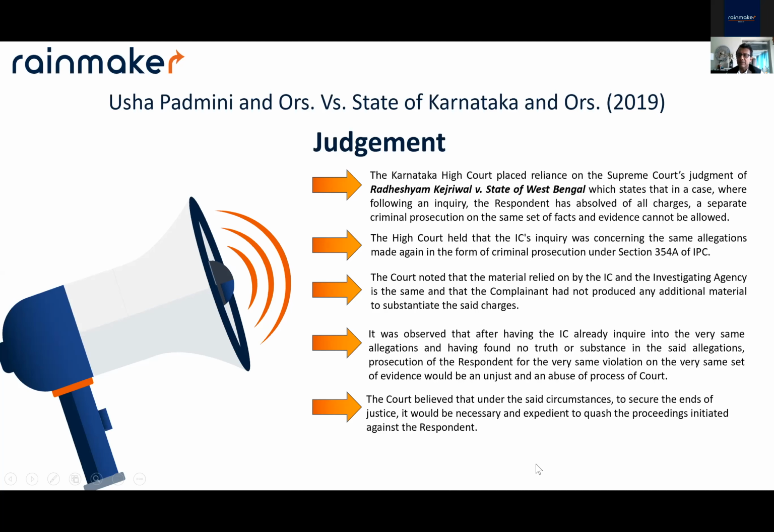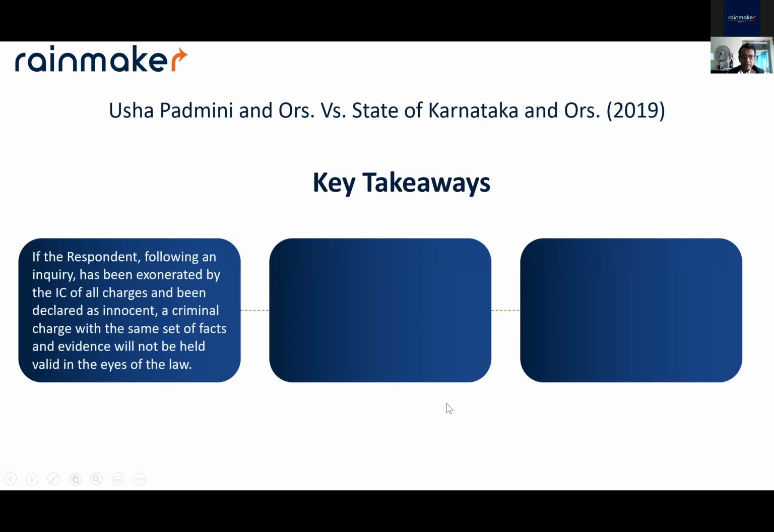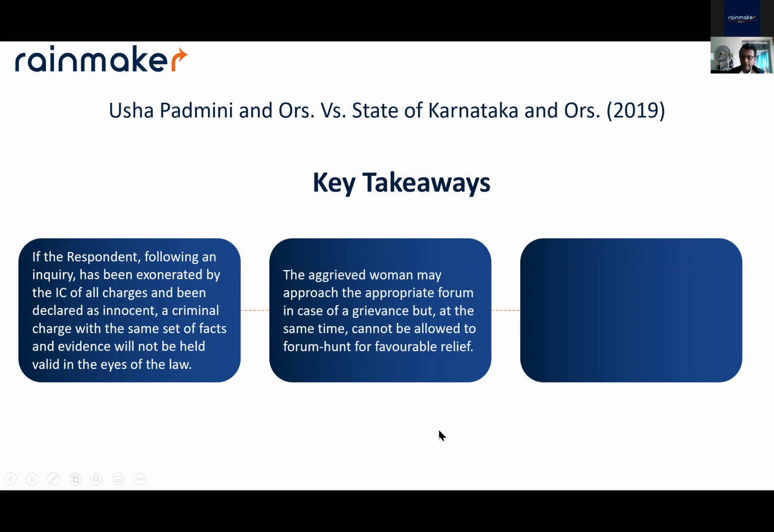The court believed that under the said circumstances, to secure the ends of justice, it would be necessary and expedient to quash the proceedings initiated against the respondent. The proceedings initiated against the respondent for the offences punishable under sections 354A, 504, read with 34 of the IPC were hence quashed, which means the court completely quashed the proceedings, and therefore the criminal proceedings completely came to a standstill. If the respondent, following an inquiry, has been exonerated by the IC of all charges and declared innocent, a criminal charge with the same set of facts and evidence will not be held valid in the eyes of the law. The aggrieved woman or the complainant may approach the appropriate forum in case of a grievance, but at the same time cannot be allowed to forum hunt for favorable relief.